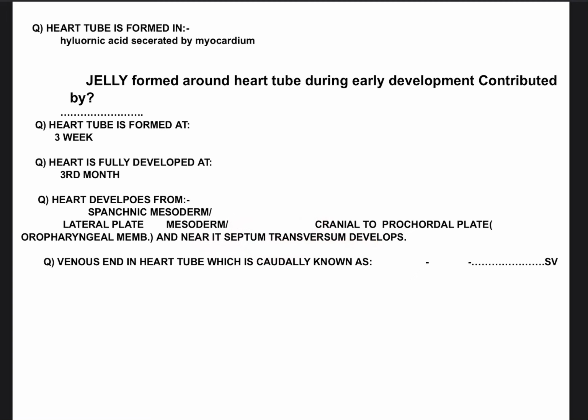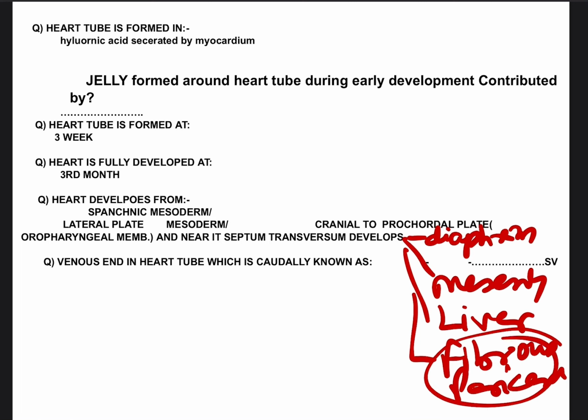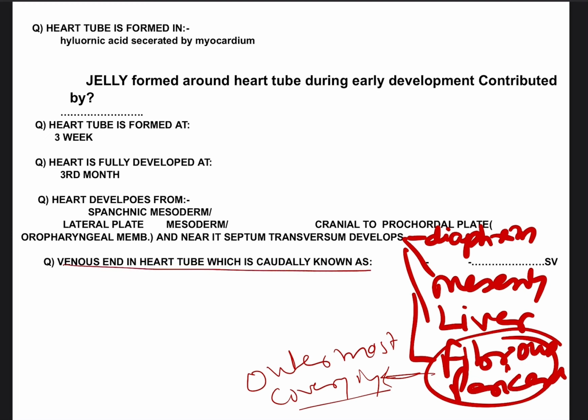Septum transversum will form the future diaphragm, mesentery, liver, and fibrous pericardium. This fibrous pericardium is the outermost covering of the heart. The venous end of the heart tube, which is caudal, is known as the sinus venosus. Simple. Above the sinus venosus is the primitive atrium.